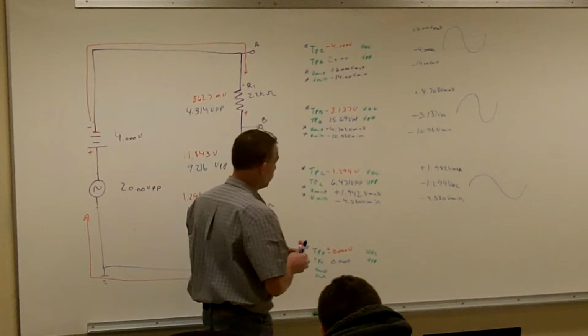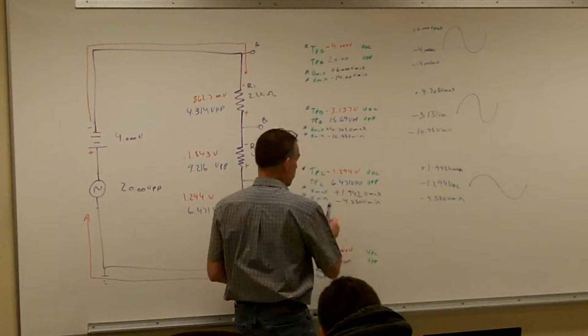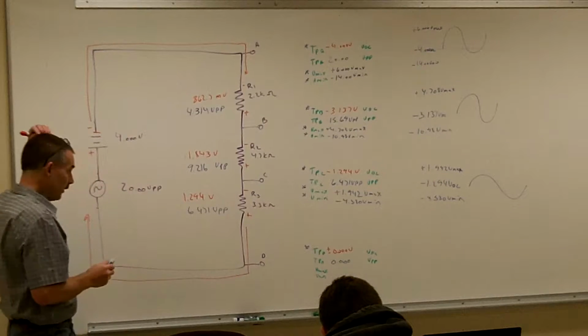And then always double check your work. There's always a way of double checking your work. If I take the difference between these two numbers, it always equals my volts peak to peak. Then you know I did it right.